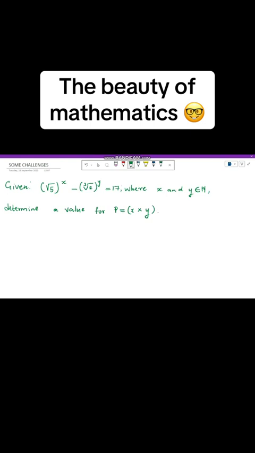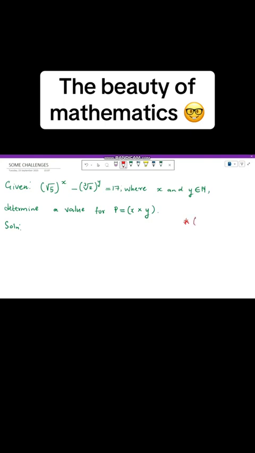So we want to determine the value for p, of which p is nothing but the product of x and y. So we just need to know what is x and what is y. Okay, so let's look into that. Before we even go further, we are just going to look into a few laws of exponents and radicals. I'm not going to highlight all of them, I'll just need the ones that are going to be useful here.